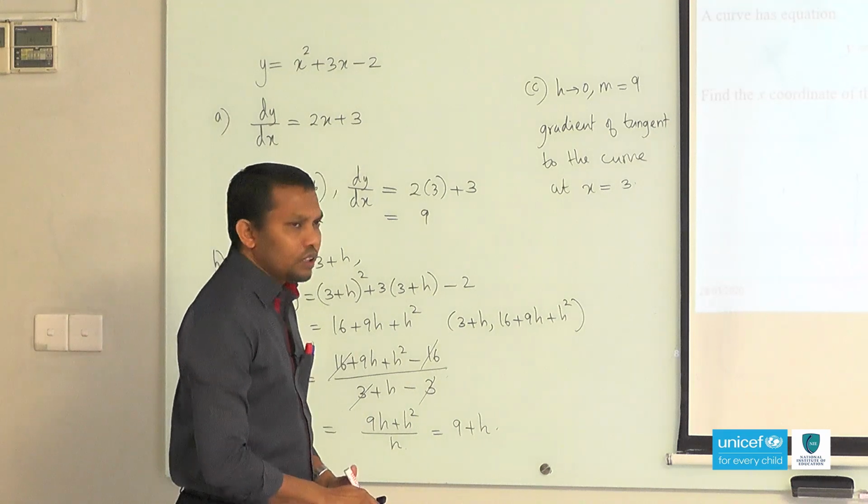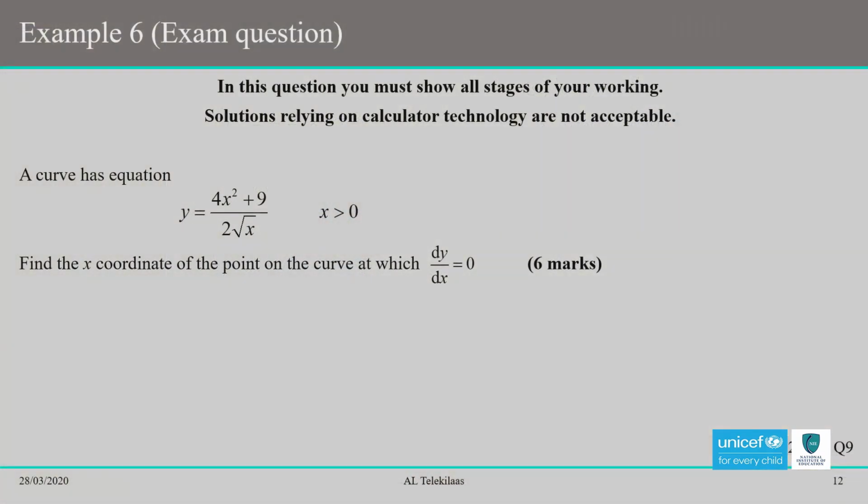Another example. A curve has equation y equals (4x squared plus 9) divided by 2 root x. Find the x coordinate of the point on the curve at which dy by dx is equal to 0. Now, this is an application question where the gradient is given, asking you to find the x coordinate. So, this involves the differentiation techniques as well as algebra.